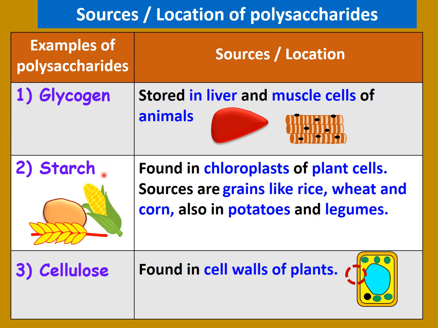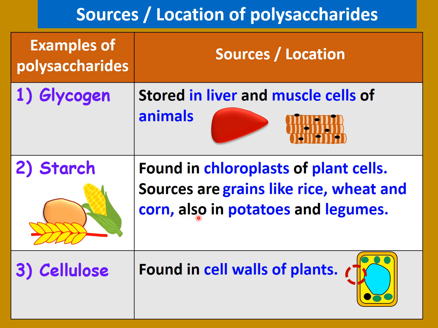Starch is synthesized by plants only. So it's found in the chloroplasts of plant cells, especially the plant cells that are photosynthesizing. Alright, they have these chloroplasts where glucose is being synthesized. So if the glucose is in excess, it will be stored as starch grains inside the organelle called the chloroplast. Okay, so chloroplasts contain starch. And for food sources of starch, grains like rice, wheat, and corn all contain starch.